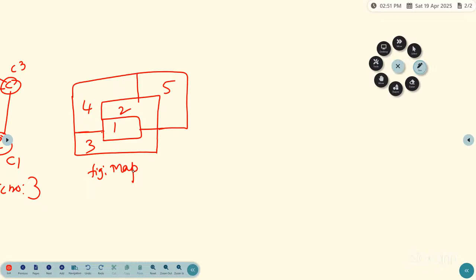Note down this map. This is one map, like your state map or world map. 1, 2, 3, 4 are like the districts in the state.